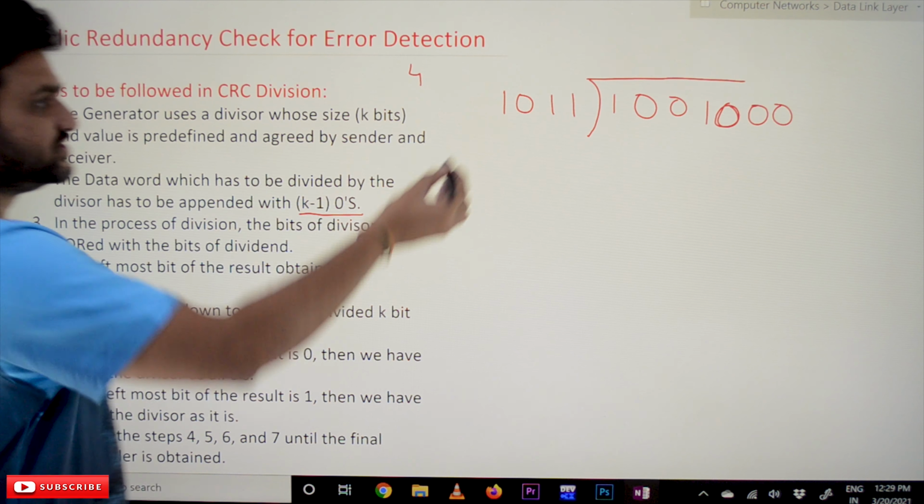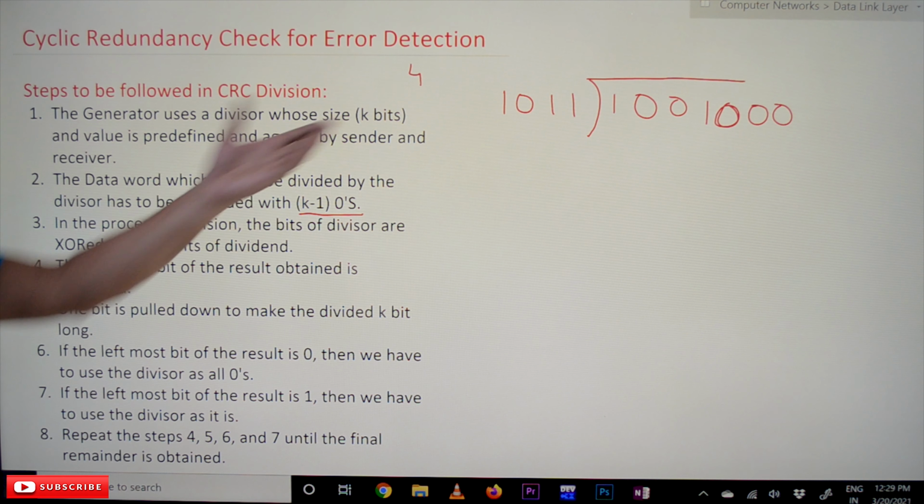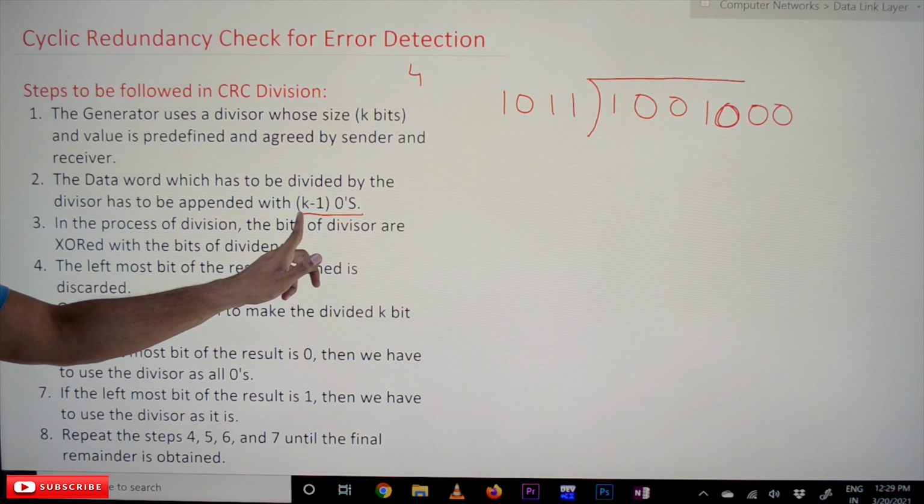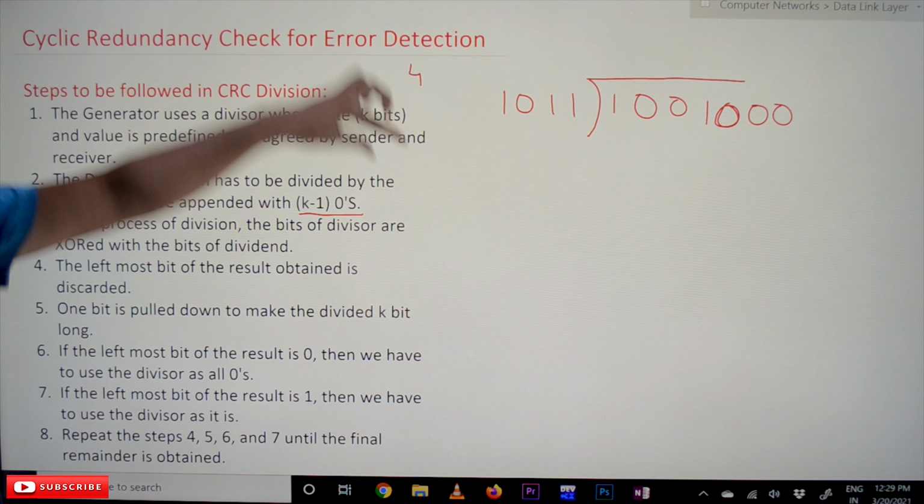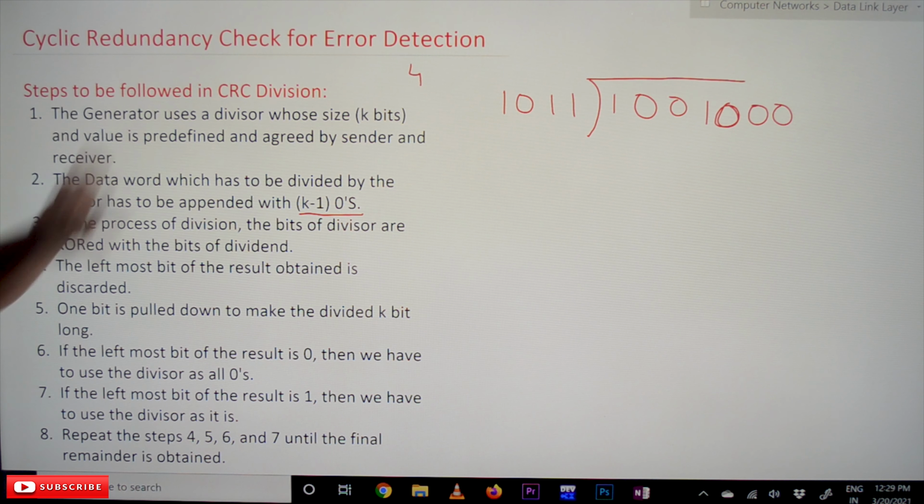So 3 zeros are to be appended. In our case it is 3 zeros. In general it is going to be k-1, where k is the number of bits in the divisor.